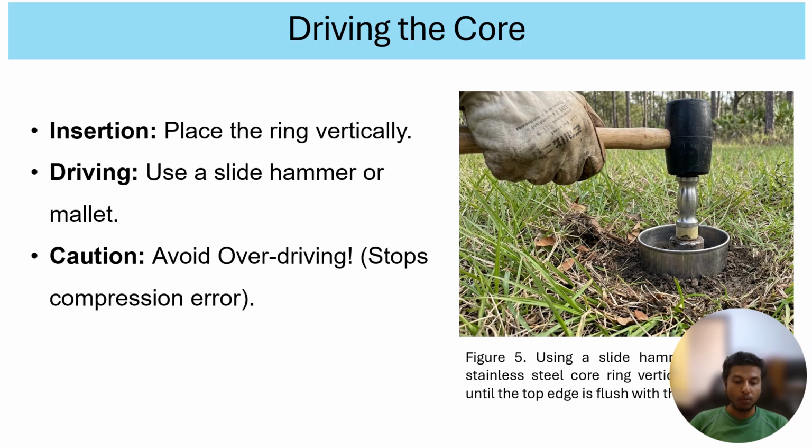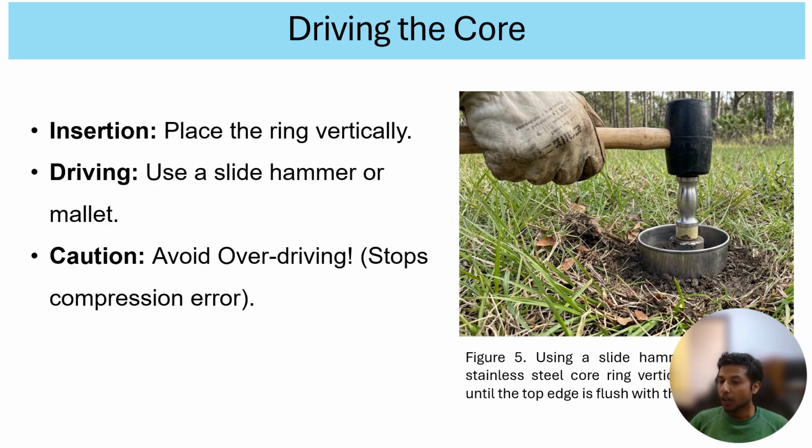So now the next point is absolutely crucial for the grade and the data accuracy. We must stop hammering the exact second the top edge of the ring becomes flush with the soil surface. Sometimes if you get overzealous and keep hammering, you are going to compress and squeeze the soil trapped inside the ring. That artificial compression will result in a false reading, an artificially high bulk density reading that ruins the whole experiment.